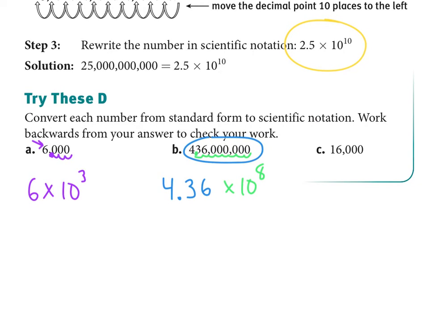Okay, try one more. 16,000. So I need my number to be 1.6, because that's the number between 1 and 10, times 10 to the, we moved it 1, 2, 3, 4 times. 4 times. Okay, so you see in the first example, we kind of counted backwards to see where it would end up. This time I just placed the decimal in the appropriate place to make this number be between 1 and 10, and then I counted how many times it had moved to get up to the actual starting point.